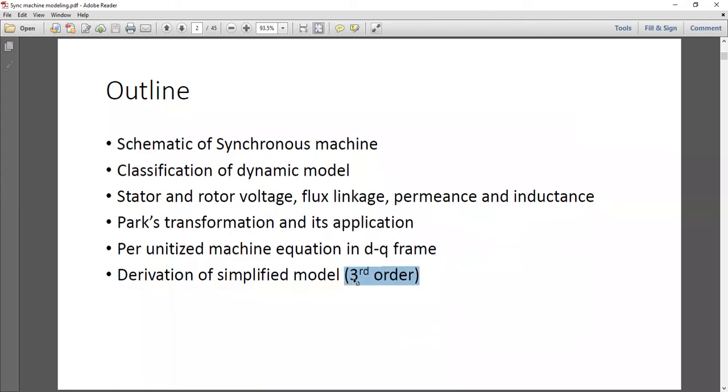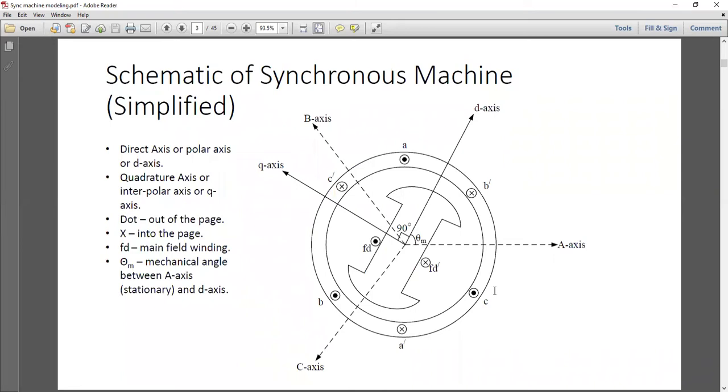Okay. Before that, we derived the classical model, which is the second order model. In addition to that, we will be increasing the order of the model, increasing the dynamics of the model. And for doing that, we started the derivation. We looked at the simplified schematic of the synchronous machine, where we only had the field winding along the D axis and three sets of stator windings, the A axis, B axis, and C axis.